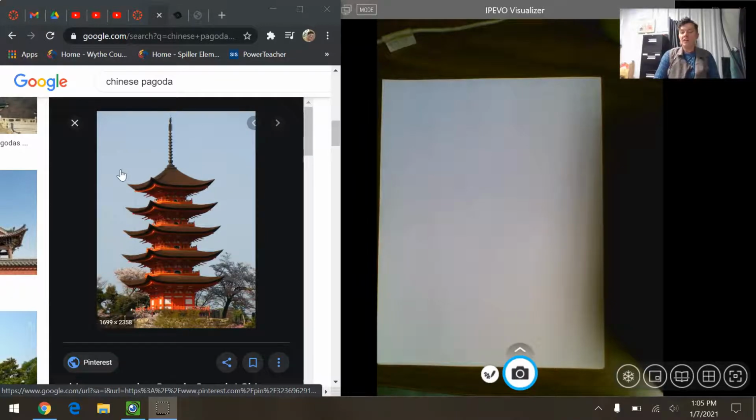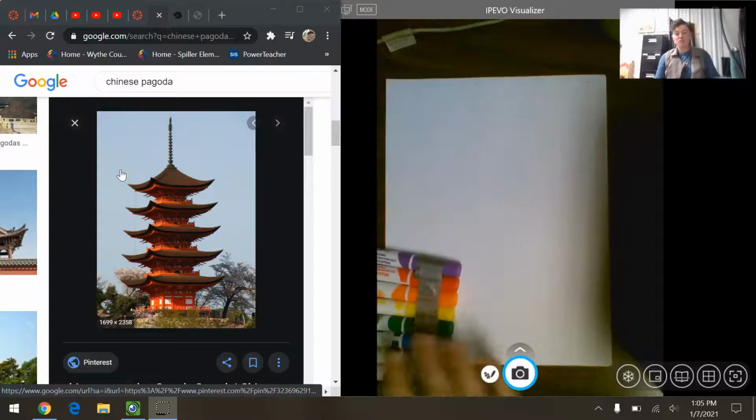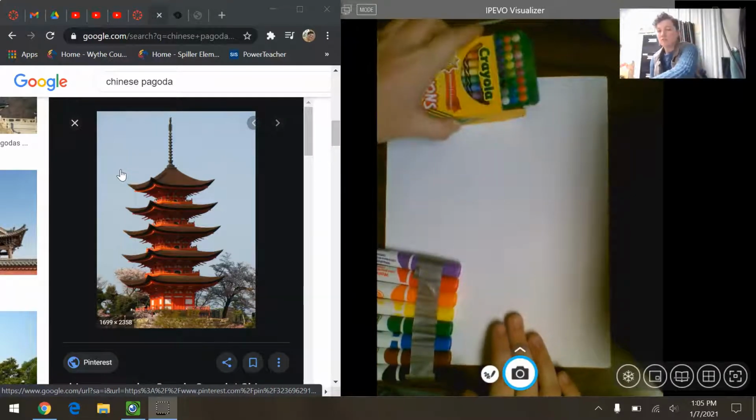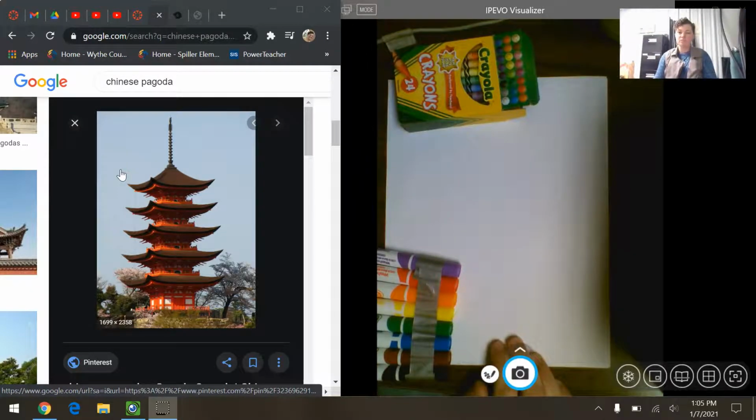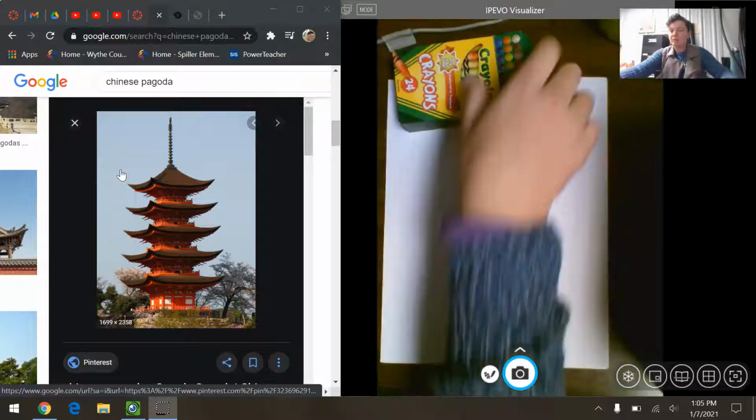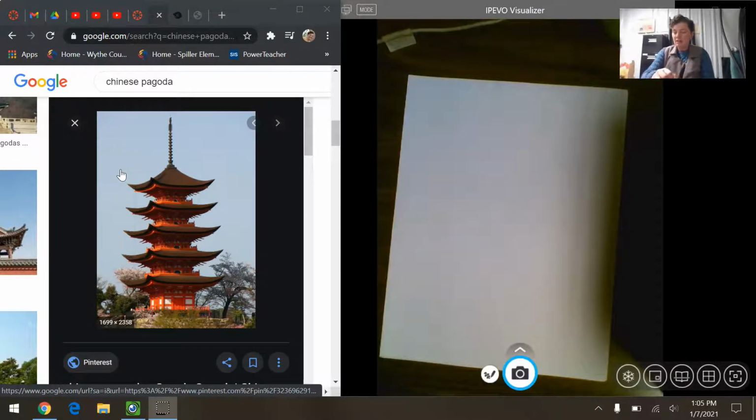And what you need is either markers or crowns, okay, whichever you prefer. I'm probably going to use my crowns just because if I mess up, they're a little bit easier to fix, okay? And I'm going to leave it to where we can see the pagoda on one side of the screen so we have something to go off of, okay?